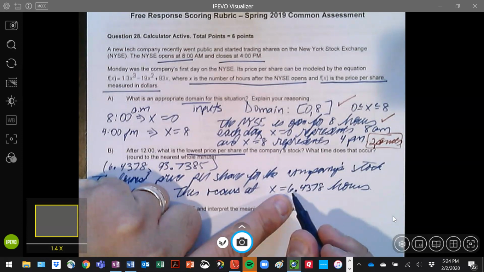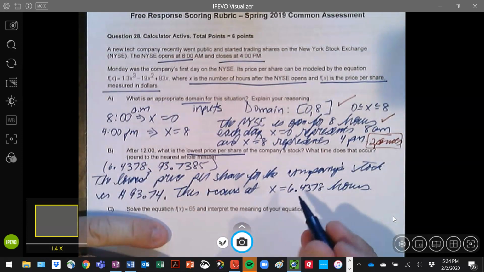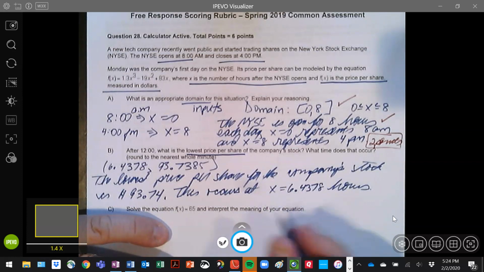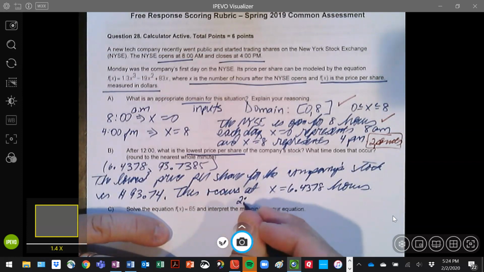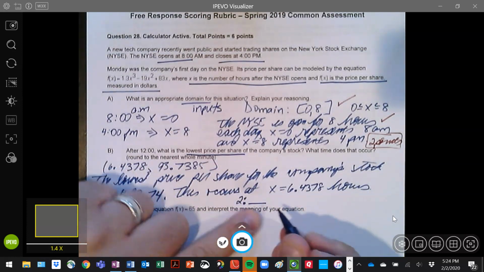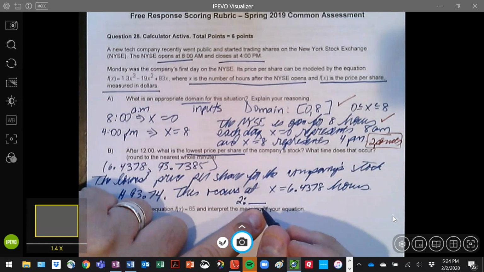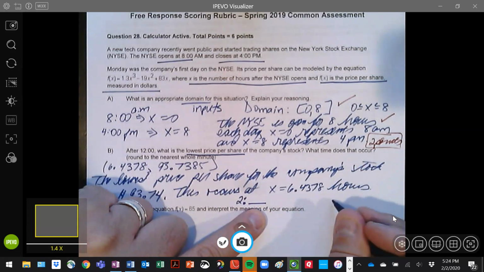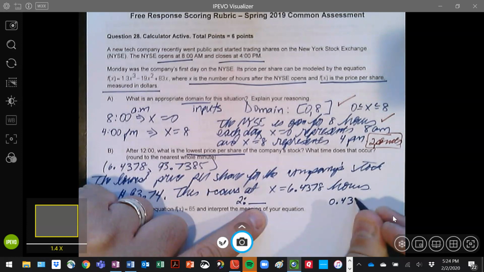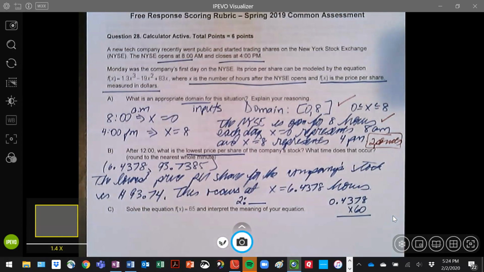x equals 6 hours after opening is going to be 2 p.m. So it's going to be 2 p.m., but we have to figure out the minutes. The proper way to do this is to say, you know, it's 0.4378 of an hour. There are 60 minutes in an hour, so I need to multiply 0.4378 by 60.